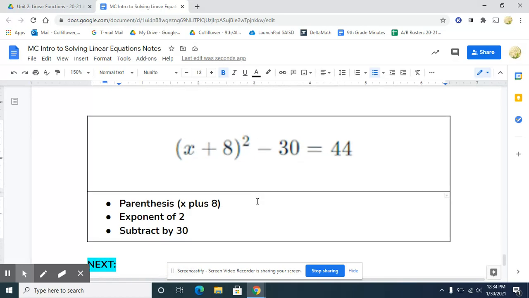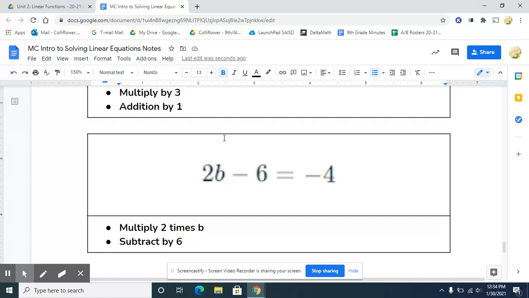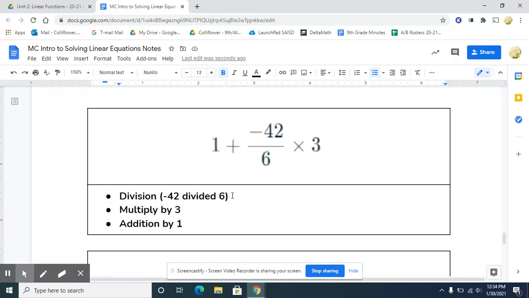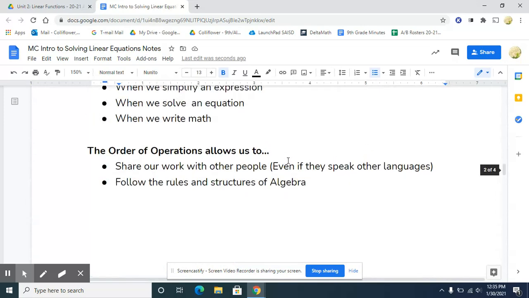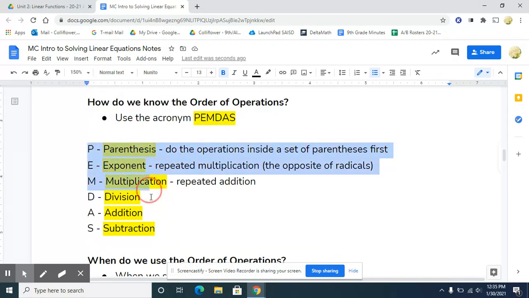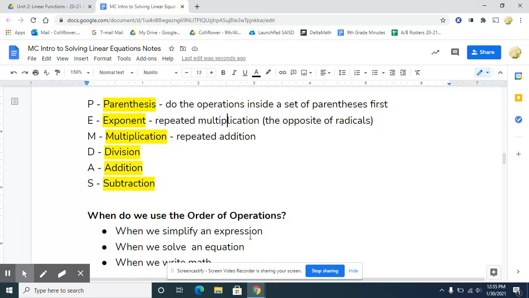So in all of these examples, what we've done is we've looked at the operations happening, and we've placed those operations in the correct order. The order that we're following for all of these examples is the order of operations, which is here. So if you need to reference the order of operations while you're working on these examples, please do so. Anytime we simplify an expression, we follow this order of operations.